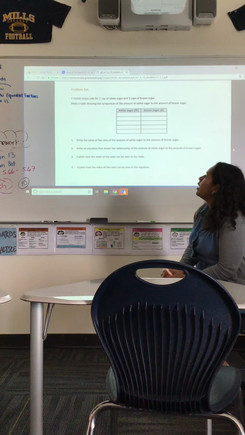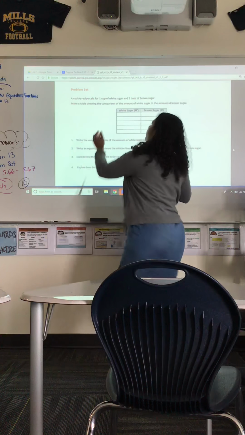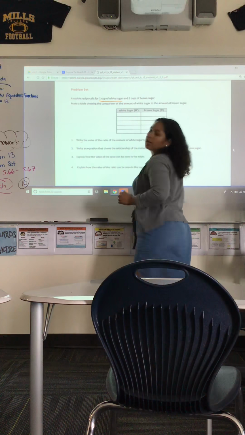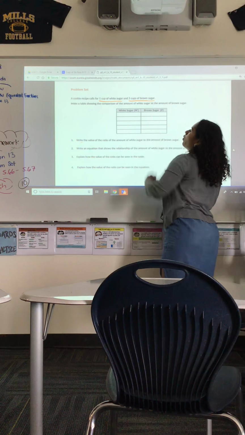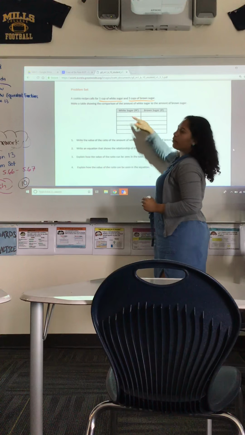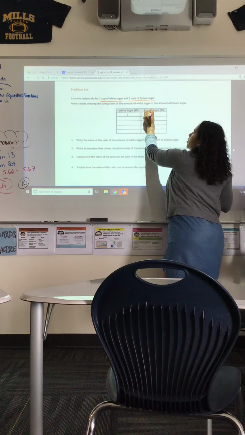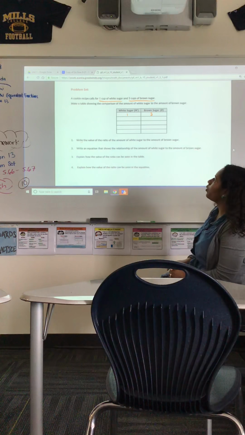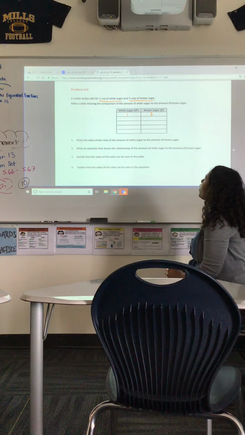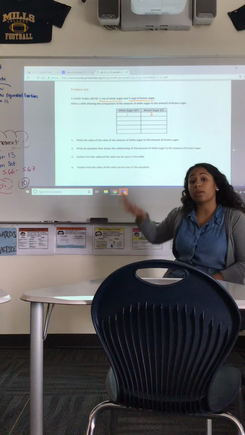So it says, a cookie recipe calls for 1 cup of white sugar and 3 cups of brown sugar. So 1 cup of white sugar, I'm just going to put a 1 right here because it says white sugar right here. And it says 3 cups of brown sugar, so I'm going to put a 3 right there. And it says, make a table showing the comparison of the amount of white sugar to the amount of brown sugar. Believe it or not, I still have students struggling with this.